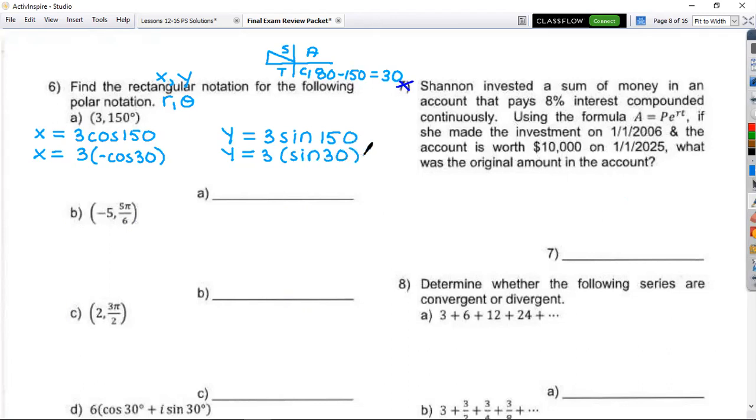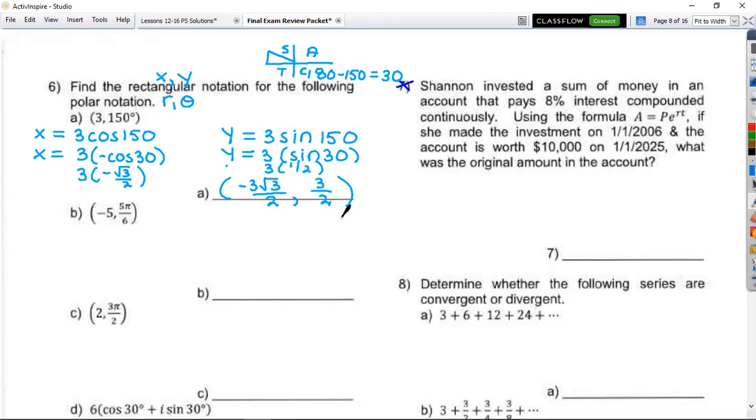This one gets listed just like an ordered pair, like it started. So x is negative 3 radical 3 over 2. And then y equals 3 times 1/2, so this one is 3 divided by 2. Okay. How's the typing? Getting better again? Good. Letter B is the same exact thing.